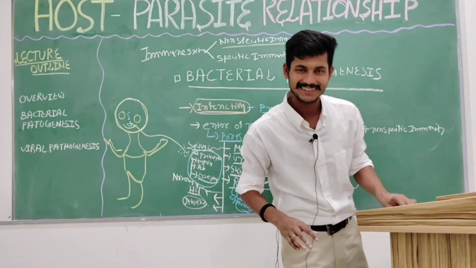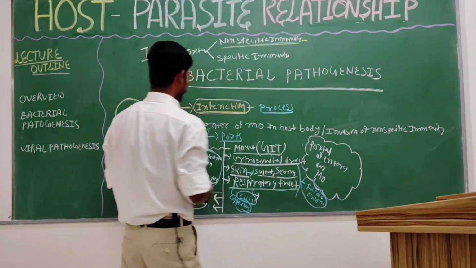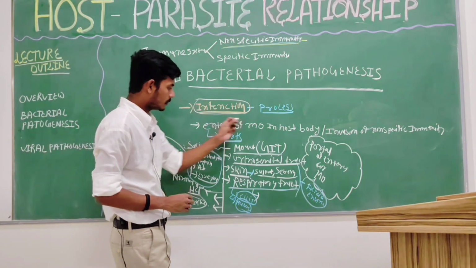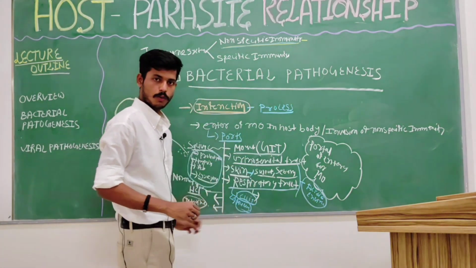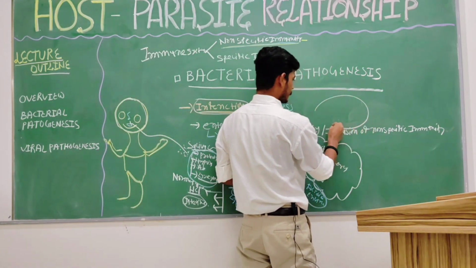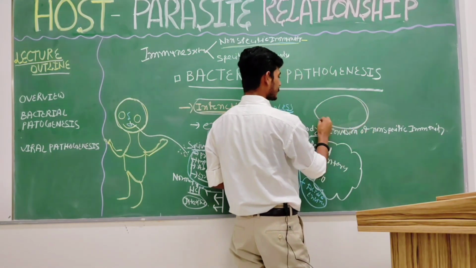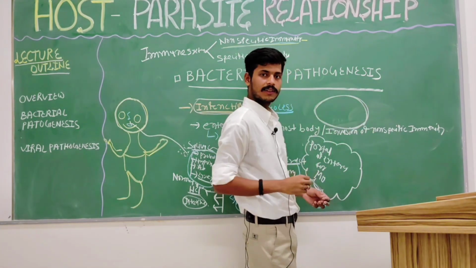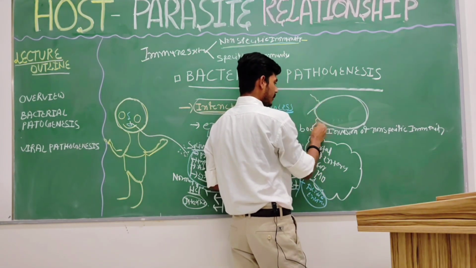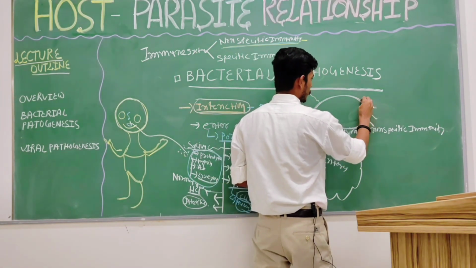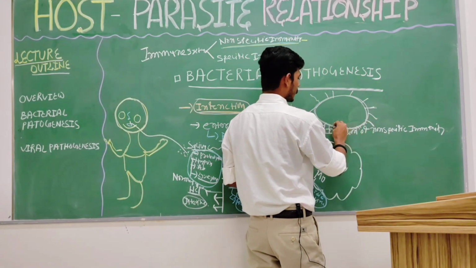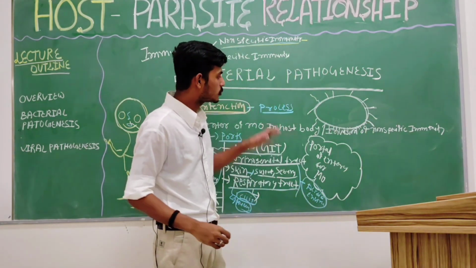Don't underestimate the bacteria. Bacteria have also evolved to deal with these things. Bacteria evolved by acquiring certain layers, envelopes. They have certain attachments, which we call appendages. I'm talking about the fimbriae, pili. This helps them to attach.